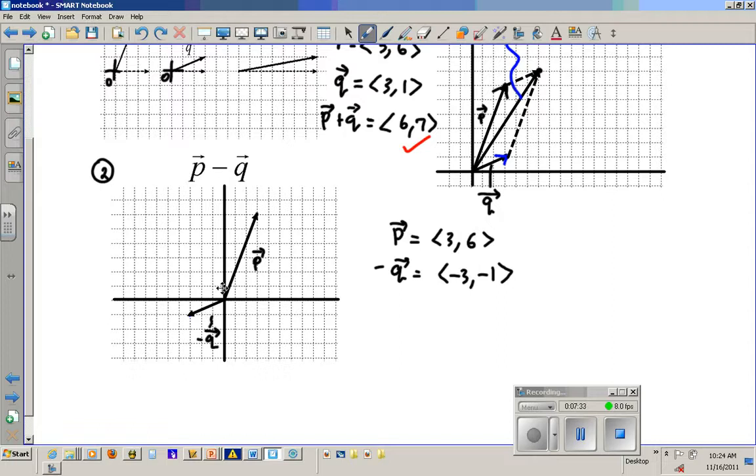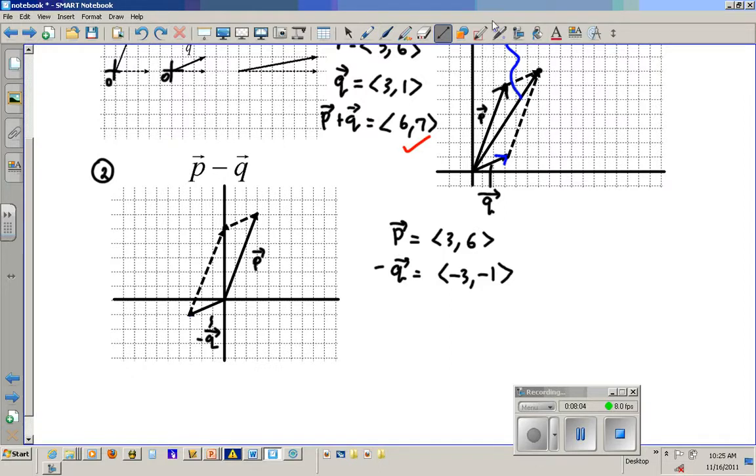Now to add them, we need to copy this vector to the tip of the other one. So if I copy negative Q up here, I need to go down 1 and over 1, 2, 3. And then I'll draw my vector using a dotted line. Okay, so same direction going down. Now we can complete our parallelogram by following the direction of P, which is upwards, and starting from the tip of Q, like that. Okay.